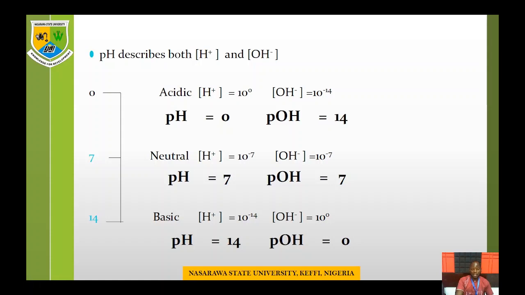So in essence, an acidic solution has a pH equals 0 and a pOH equals 14. A neutral solution has a pH equals 7 and a pOH equals 7. Then a basic solution has a pH equals 14 and a pOH equals 0.